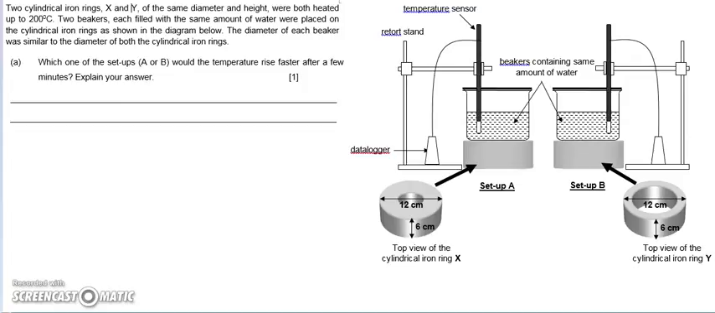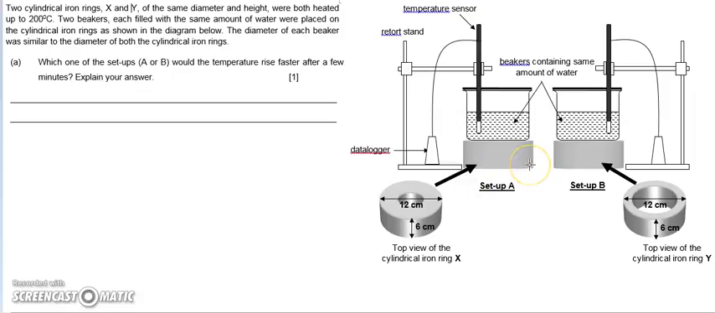Okay, so two cylindrical iron rings, X and Y, of the same diameter and height, were both heated up to 200 degrees Celsius. So this is X and this is Y. Notice that they are similar in their diameter and height, but they are different in their width, or their thickness. Two beakers, each filled with the same amount of water, were placed on the cylindrical iron rings, as shown, and the diameter of each beaker was similar to the diameter of both the cylindrical rings.